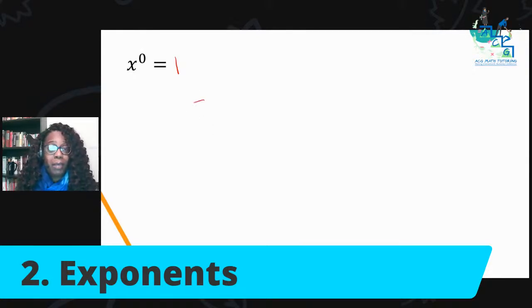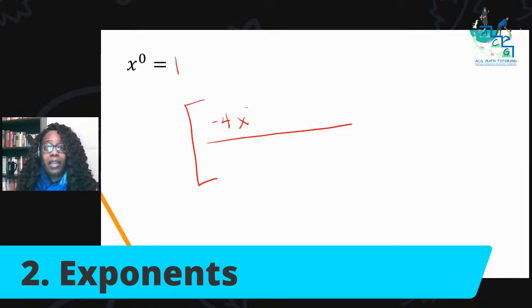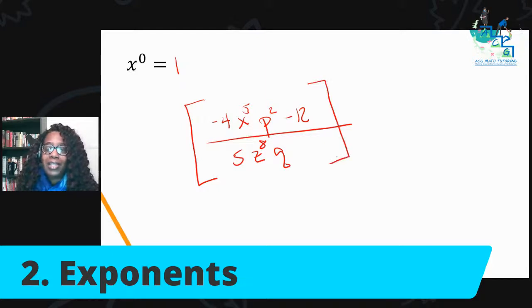So if I had a problem and it had everything, like negative 4, x to the fifth, 5, z to the eighth, p squared, q, negative 12, and this whole entire thing is raised to the zero power, my solution to that is one. I don't have to do anything that's inside the parentheses or bracket or brace. Anything raised to the zero power, if it has something around it and it's raised to zero power, boom, automatically it's one.